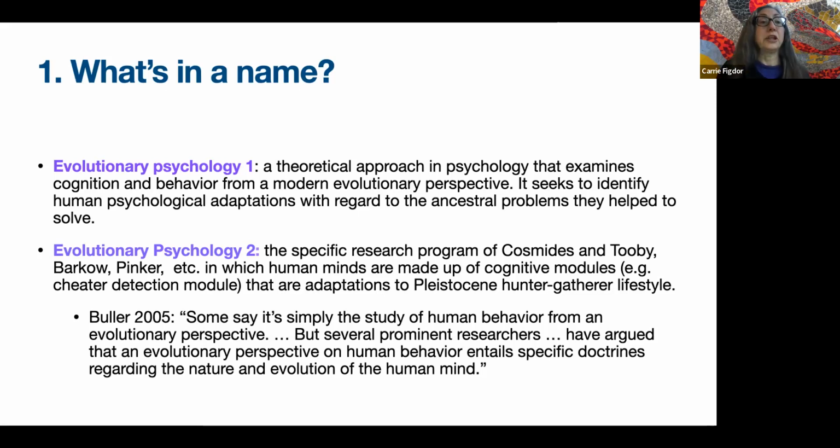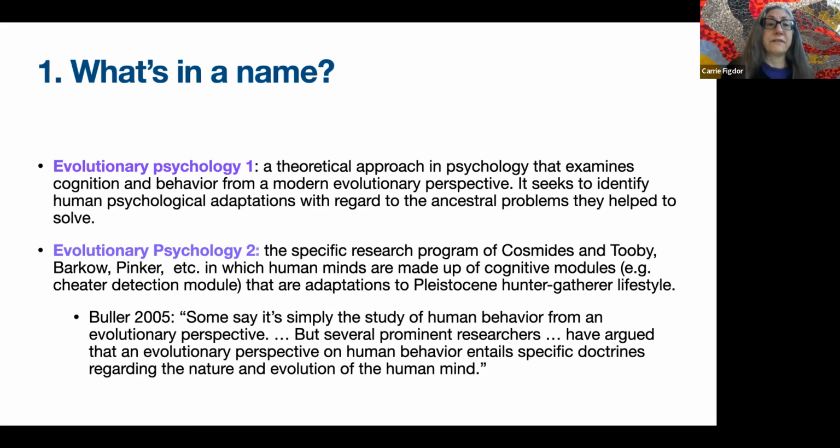It seeks to explain human psychological adaptations with regard to ancestral problems they were designed to solve. Okay, so the first sentence doesn't say anything about humans, but the second sentence makes that explicit. And the idea in this definition is that we're talking about the evolution of human cognition. So it's specific to a particular species, and it is restricted in thinking about evolution in terms of adaptation.